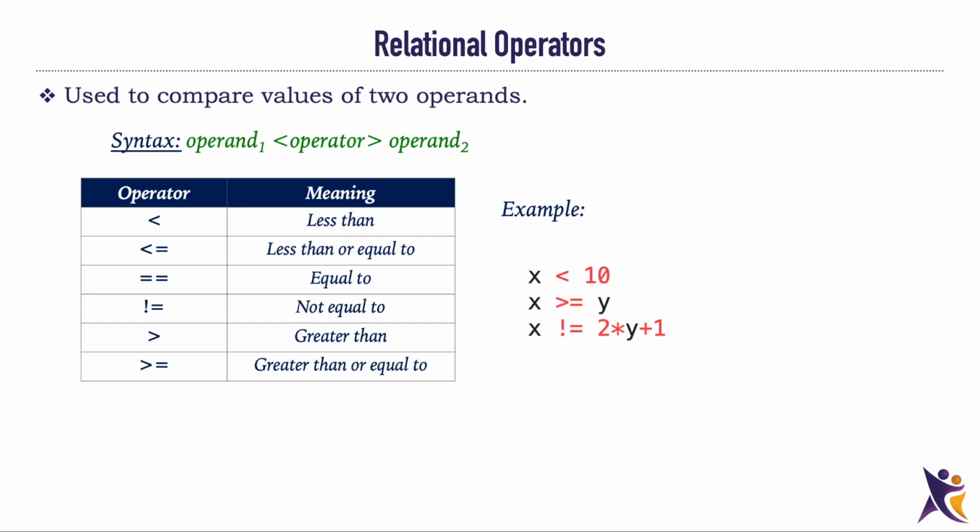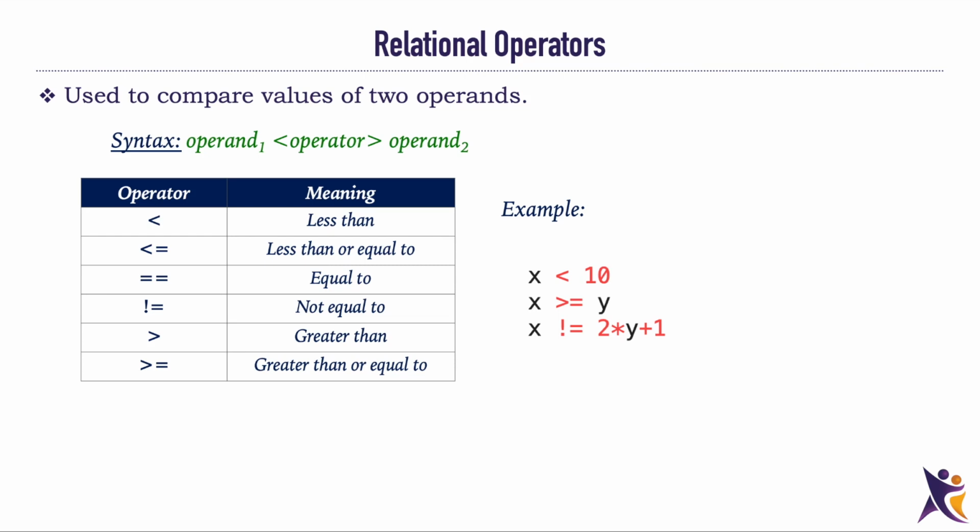Generally, we use these conditions in control statements like if else, while loops, and for loops, right? We'll learn about all these control statements in the later chapters, but for this lecture, we'll use the if else control statement to demonstrate these relational operators, right? We'll see that a bit later, but for now we'll understand the meaning of each of these relational operators.